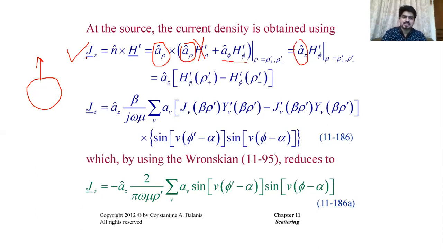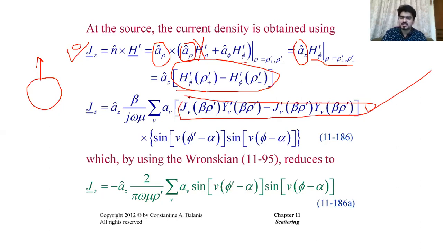So now you can see that your J_s is going to be along the z axis, and is given by H phi total, when rho equals rho prime plus and rho prime minus. So that will be the difference of those two, and that difference will be equal to the surface current density. When you do that, you will get this expression, and it is in terms of the Wronskian, and we can use the Wronskian of the Bessel function. From that, your surface current density will reduce down to this expression. Again, we still don't know what the value of A_v will be. That's our goal. We want to find that.